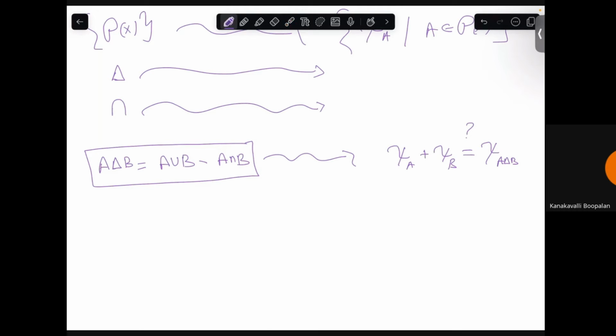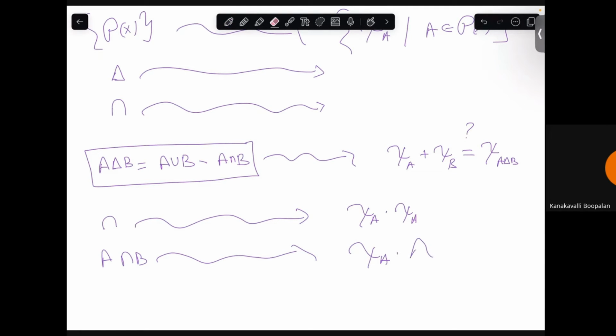Okay, so let us understand this also. Is it translated to A intersection B? Is it A intersection B? Okay, let us ask the question.